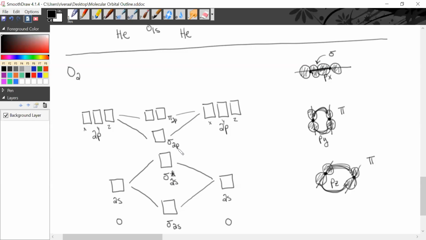But wherever you get bonding orbitals, you also get anti-bonding orbitals. So next in terms of energy are your pi 2p anti-bonding orbitals. And then your highest energy orbital is the sigma 2p anti-bonding orbital.